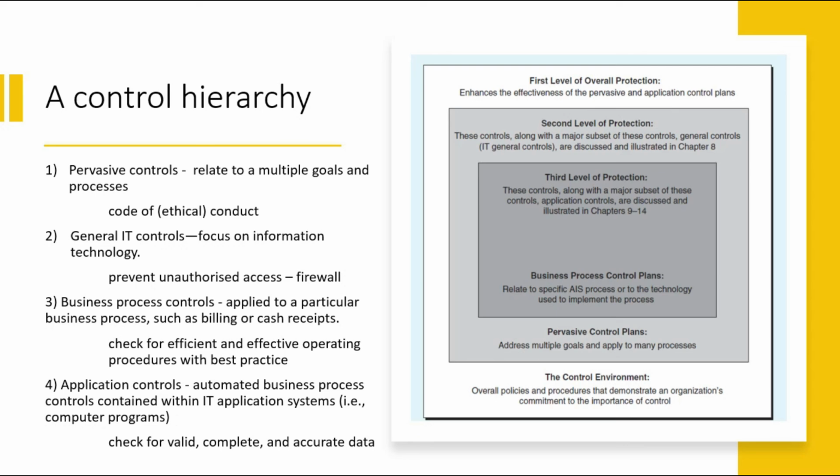A system of internal control can be arranged in a hierarchy. In this hierarchy, the first one is pervasive controls. These internal controls relate to multiple goals and processes. An example is a code of conduct that's required of staff members. Second is the general IT, information technology control, that focuses on information technology. An example is to prevent unauthorized access through passwords and firewalls.